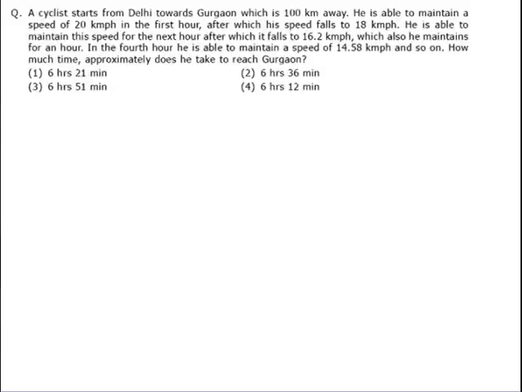The next question. A cyclist starts from Delhi towards Gurgaon, which is 100 kilometers away. He is able to maintain a speed of 20 kmph in the first hour, after which his speed falls to 18 kmph. He is able to maintain this speed for the next hour, after which it falls to 16.2 kmph, which also he maintains for an hour. In the fourth hour, he is able to maintain a speed of 14.58 kmph and so on. How much time approximately does it take to reach Gurgaon? And we are given 4 options. Here is the solution.